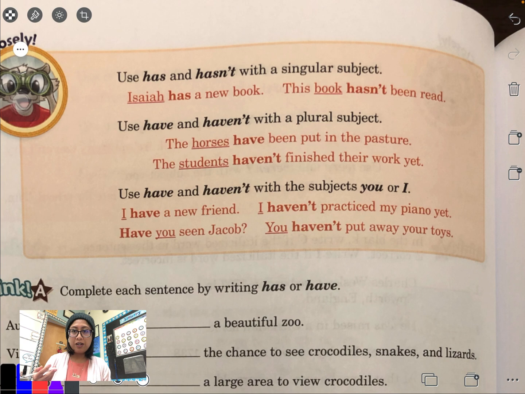Now, when we're talking about more than one person or thing, we use have. So use have and haven't with a plural subject. The first one, the horses have been put in the pasture. Remember, more than one horse. Or the students haven't finished their work yet. So more than one student. You can also use have and haven't when you're using subjects you or I. Like I have, we're not going to say I has. Or have you seen Jacob? Not has you seen Jacob, all right?